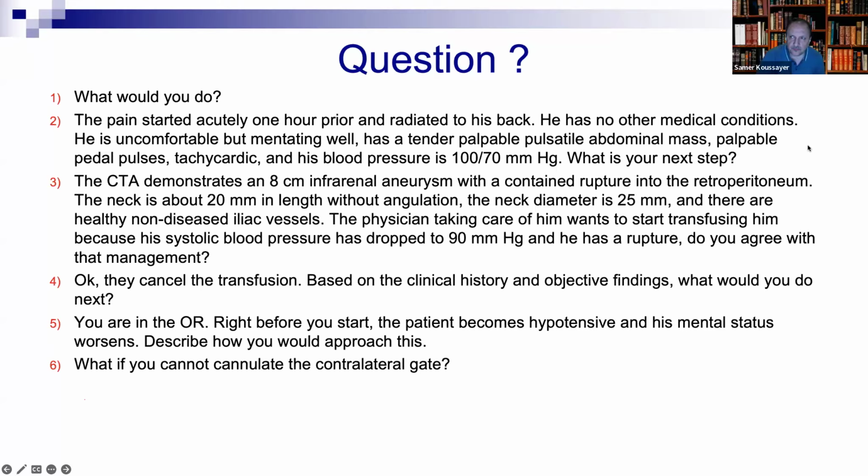Hello? Is Mustafa there? Yes, boss. Yes, boss. Okay. Hello. So what do you do if you cannot cannulate the contralateral gate? What do you do?